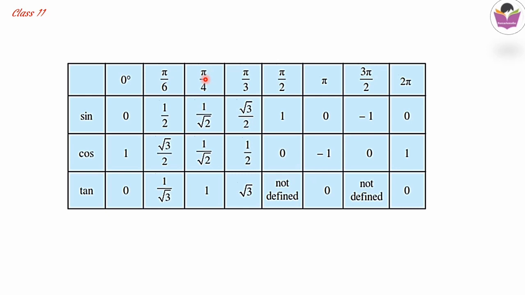Then 180 by 4 is 45. 180 by 3 is 60. Then 180 by 2 is 90. That is the way we have converted into radians. And these pi, 3 pi by 2 and 2 pi we have learned this year. So these values we have discussed.